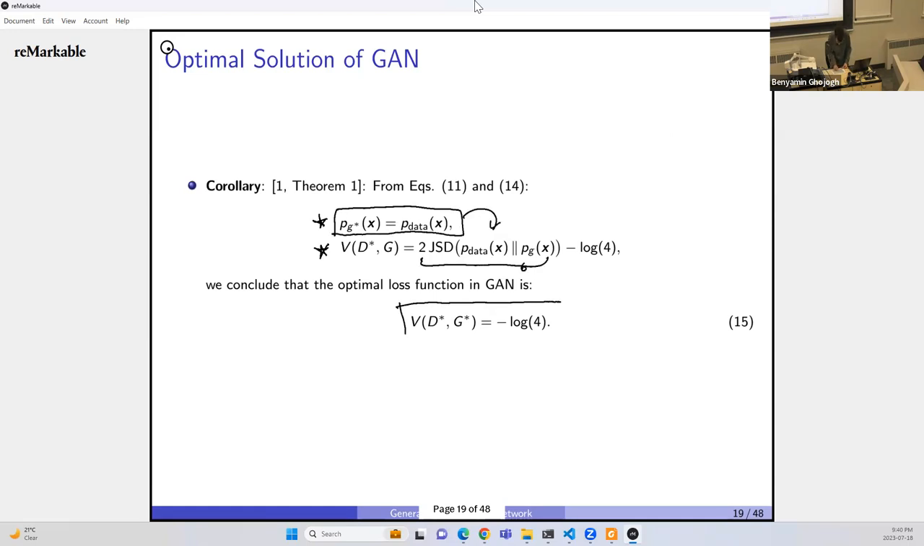Therefore, the loss function after training, after the discriminator becomes completely fooled, completely confused, and the generator becomes perfect at fooling the discriminator, right? It means that training of GAN is done. The loss function becomes minus log of four. So the loss function becomes negative, okay?